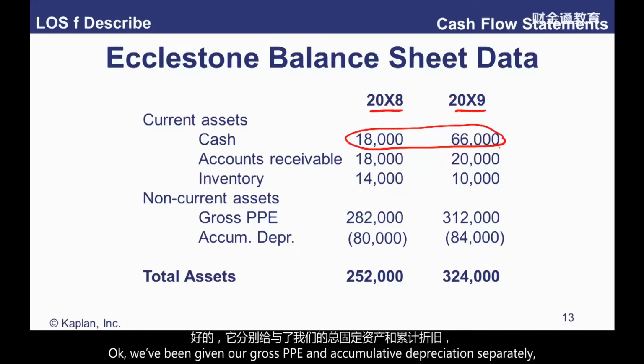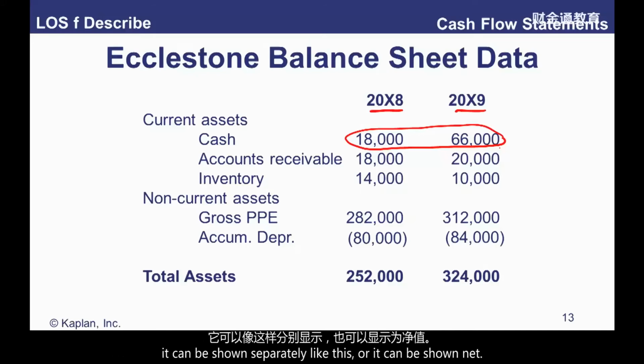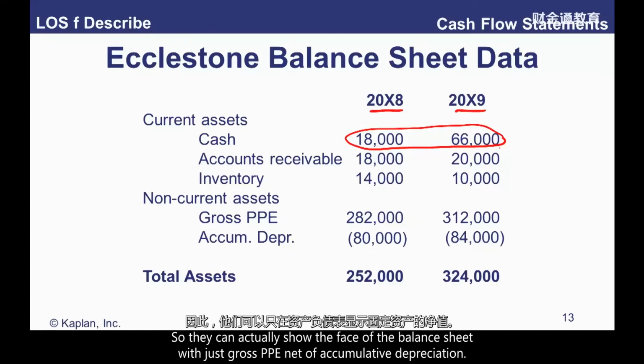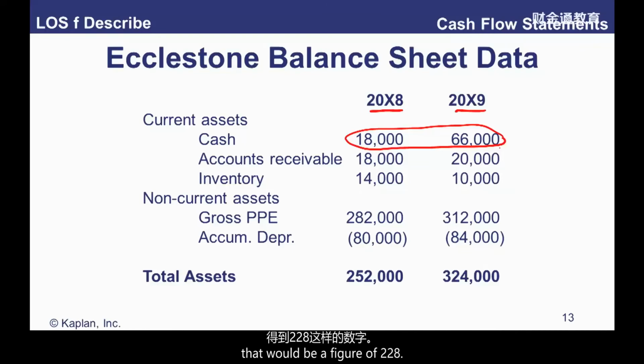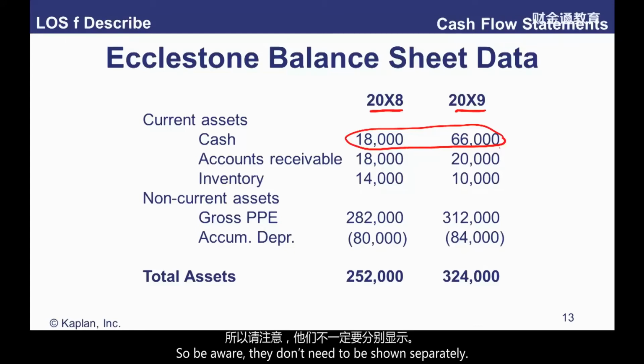Okay, we've been given our gross PP&E and accumulated depreciation separately. It can be shown separately like this, or it could be shown net. So they can actually show on the face of the balance sheet just gross PP&E net of accumulated depreciation. In which case in 20X8, we'd be seeing a figure of 202, and in 20X9, 312 less 84, that would be a figure of 228. So be aware, they don't need to be shown separately.